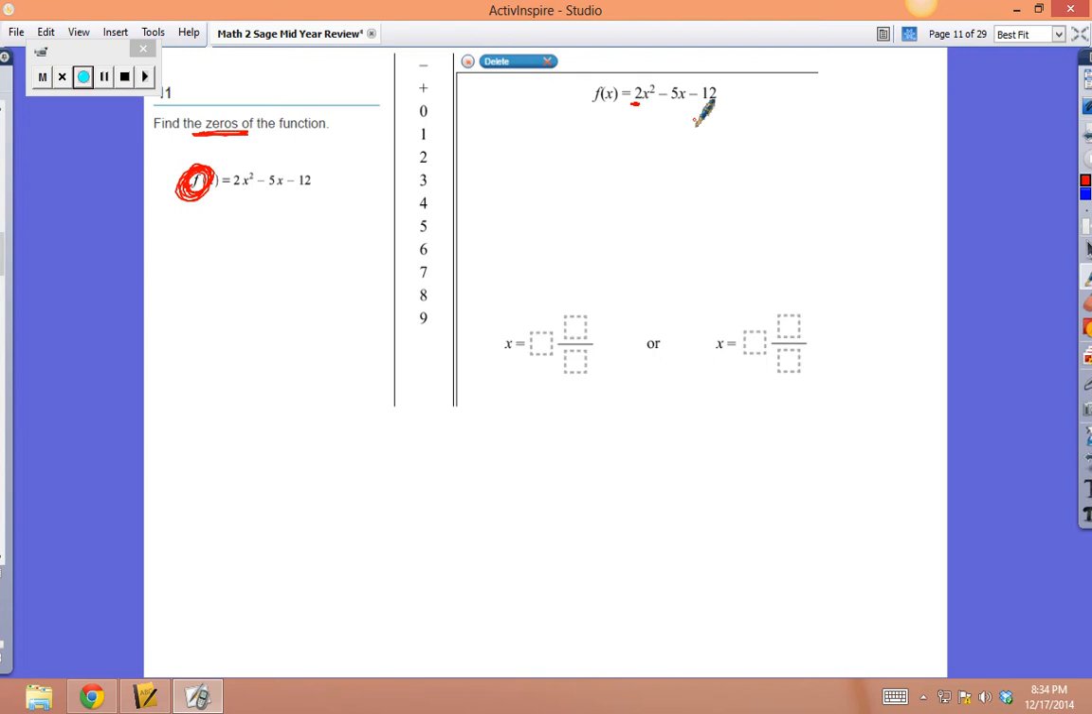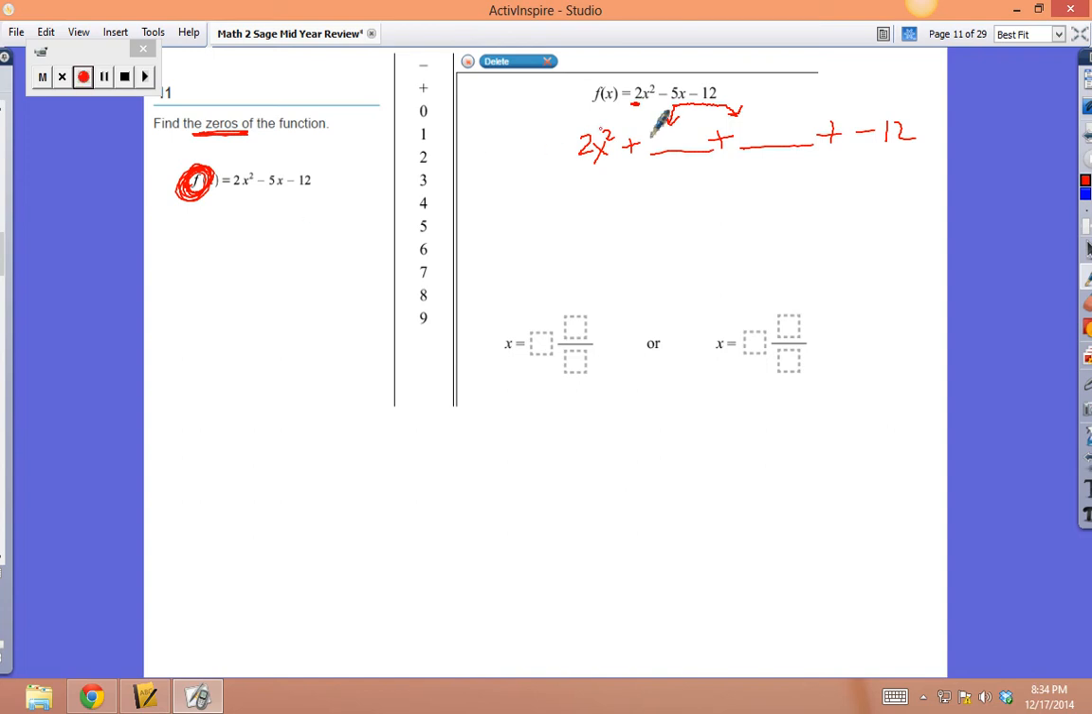So, if you have a quadratic and it does not start with a 1, you need to break up your middle into 2 pieces. So this negative 5, you need to rewrite negative 5 as 2 terms instead of 1 term. So you're going to keep the first, you're going to keep the last.